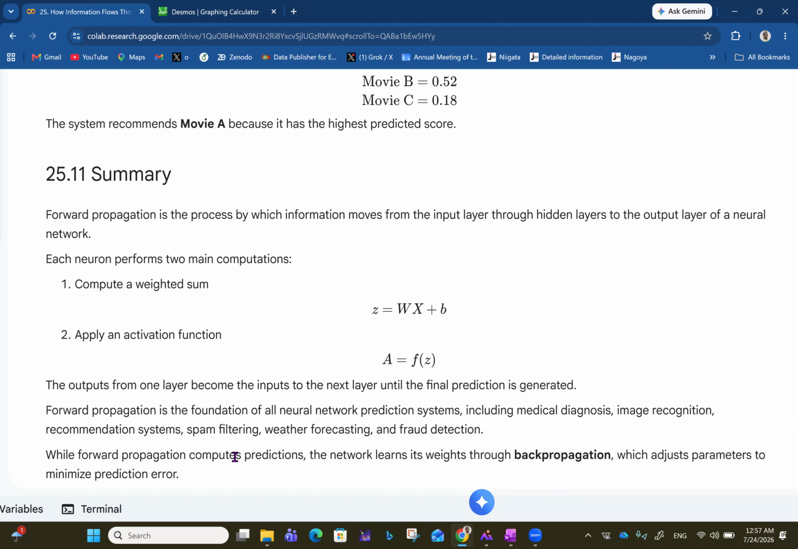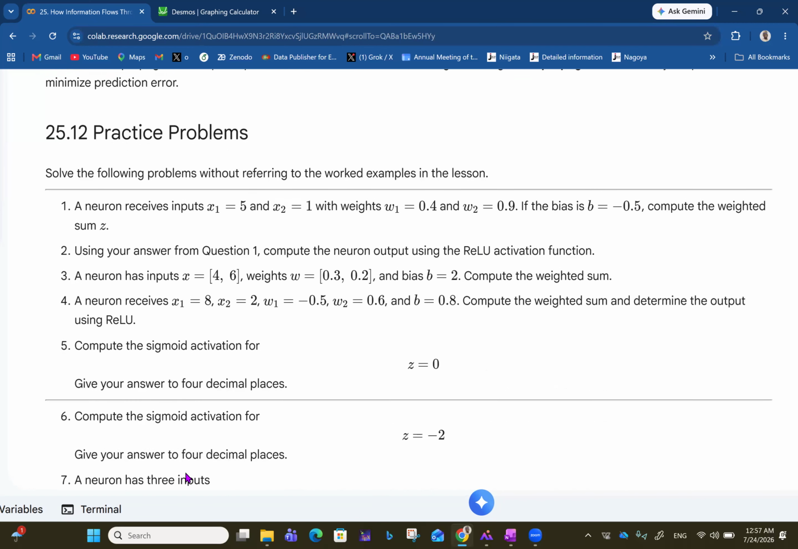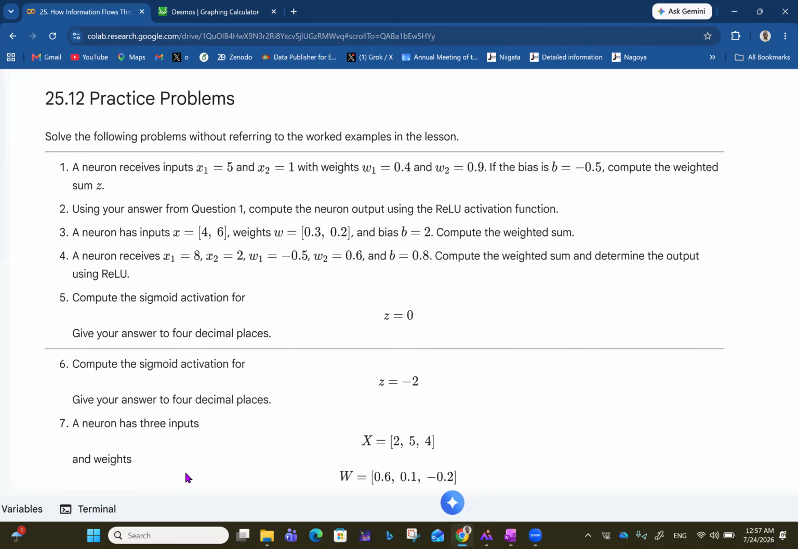So while forward propagation computes predictions, the network learns its weights through backward propagation, which adjusts parameters to minimize prediction error. Just like I said, forward propagation is for prediction, while backward propagation is for learning. And learning means fine-tuning the weights to ensure that the right results are obtained, to make sure that better predictions are made. So forward propagation for prediction, backward propagation for learning or recalibrating predictions for parameter tuning.